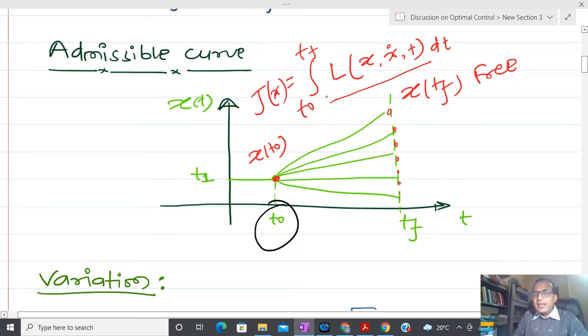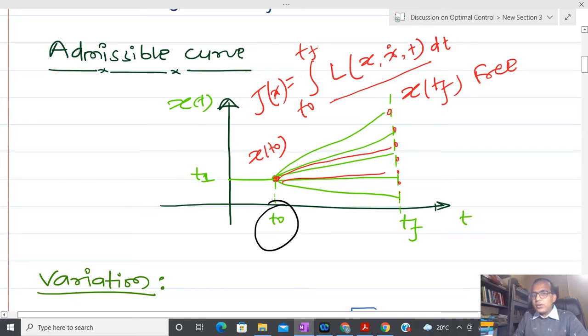For this particular functional, I am assuming that t0 is known to me, tf is known to me, x(t0) is known to me, but x(tf) is free. So I have infinitely many possibilities. One of the curves might look like something, I don't know what kind of curve comes into the picture.